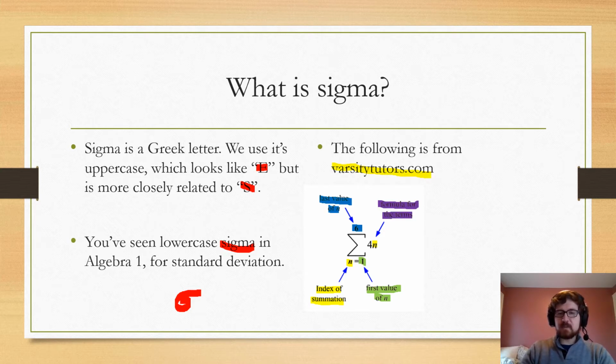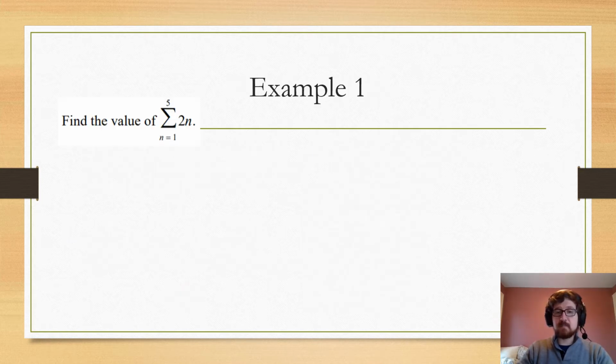So you would solve this one by doing 4 times 1 plus 4 times 2 plus 4 times 3 plus 4 times 4 plus 4 times 5 plus 4 times 6, and you would stop because they told you, hey, 6 is the last one that you're going to plug in. Let's take a look at some examples.